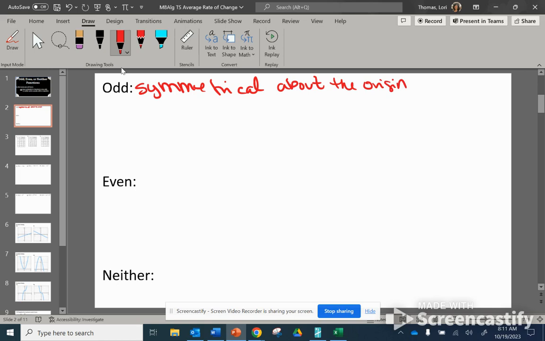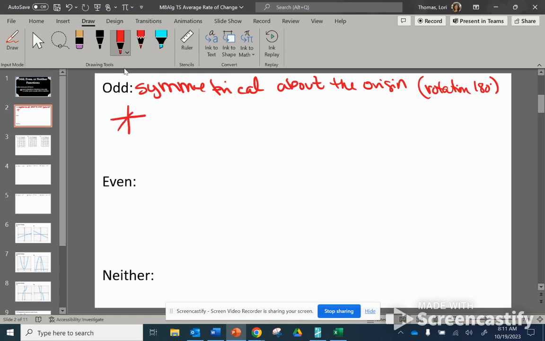To be symmetrical about the origin just means if we had a rotation of 180 degrees, our graph would look exactly the way it does before we rotate it. So that's what it means to be symmetrical about the origin. So let's take a look at a few graphs.